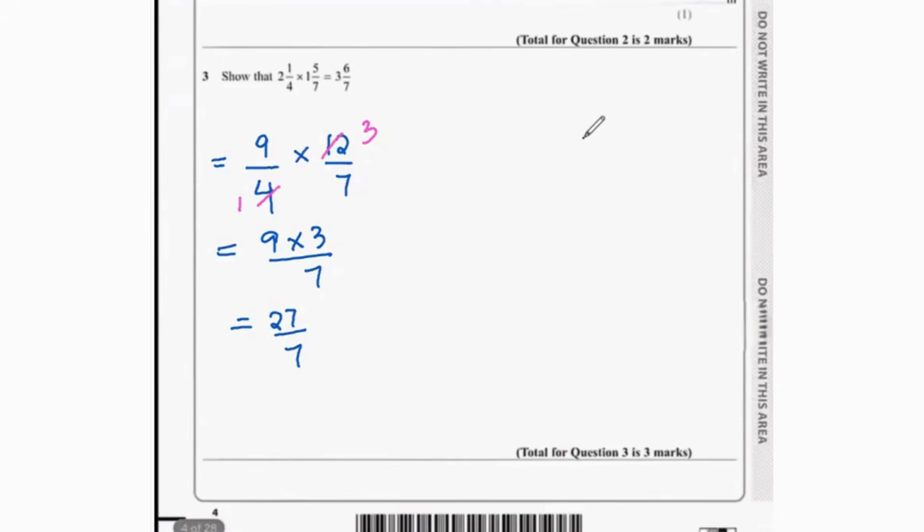To convert this into a mixed number, we divide 27 by 7. 7 threes are 21. Remainder is 6. So 3 whole numbers, 6 over 7 is the answer. Your quotient is the whole number. The remainder is the numerator and the denominator remains the same.